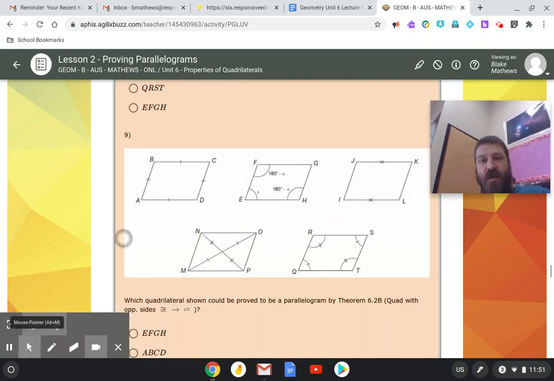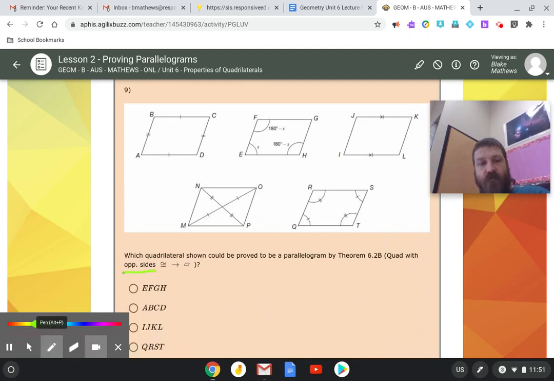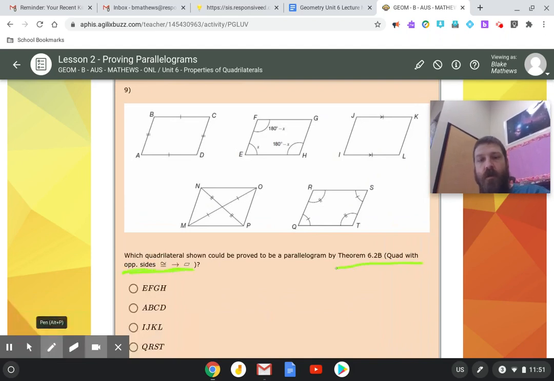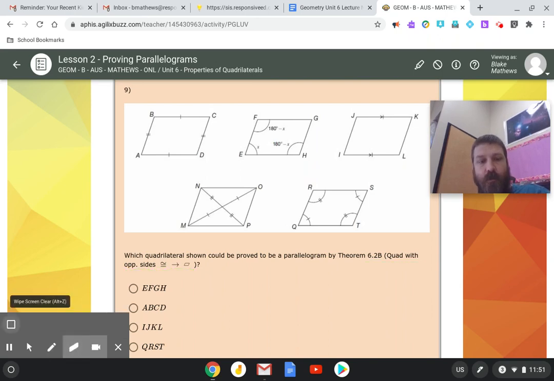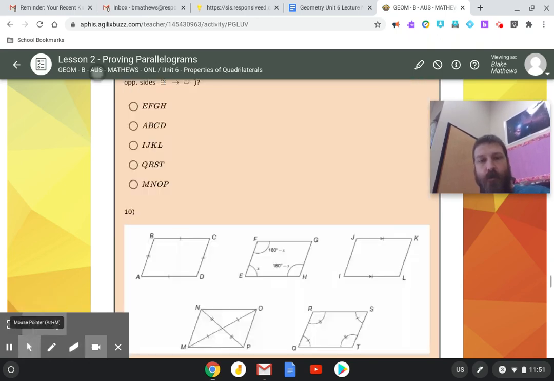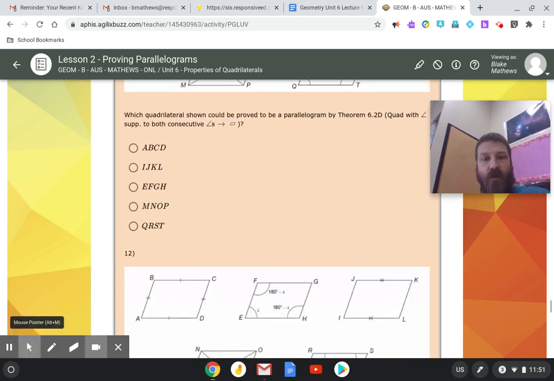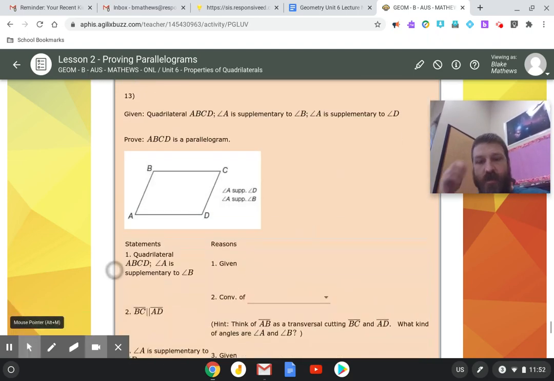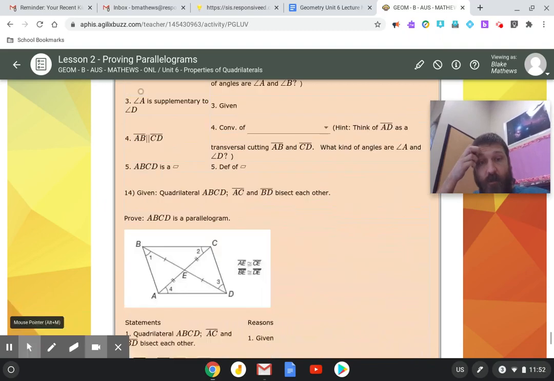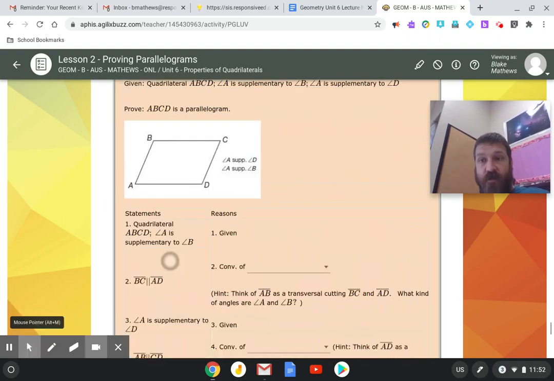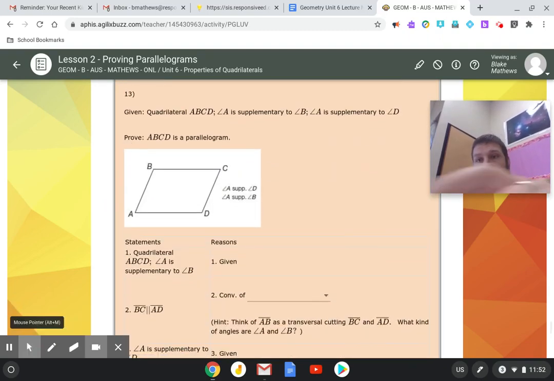So that's what you're doing in each of these. You need to match the information here with one of the diagrams. You should be able to do that by just process of elimination. Which one shows opposite sides congruent? And so on. Let's keep going. That's all those. Then we get down to a couple of proofs. I'm going to pause this video because it's getting a little long, and I'll pick back up here in a minute.